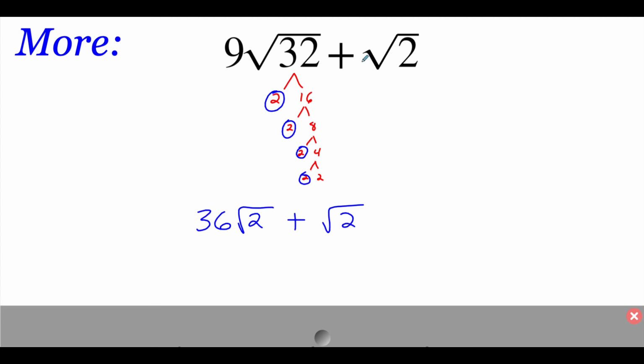Now that square root of 2 doesn't have a number in front of it, so it really means 1 square root of 2. These are the same radicals, so it's going to be safe for us to add these together. So we add the numbers in front. 36 plus 1 is 37, and then we leave that square root of 2 attached on the end. So we get 37 root 2.